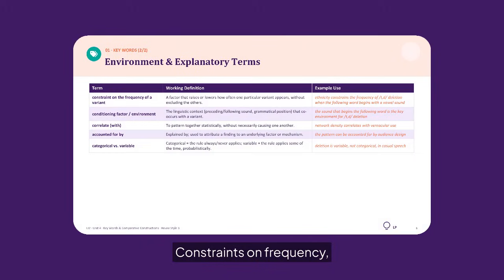We now focus on environment and explanatory terms. Constraints on frequency, conditioning factors, and environments describe where a variant occurs. Correlate with, accounted for by, and categorical versus variable help you interpret patterns without overstating certainty or causality.